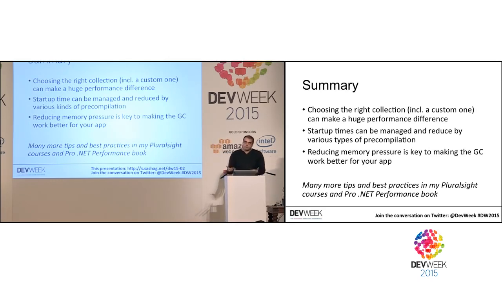And then you can reduce pressure on the GC by making fewer allocations, by using value types if appropriate, and lastly, by not using finalization if possible.